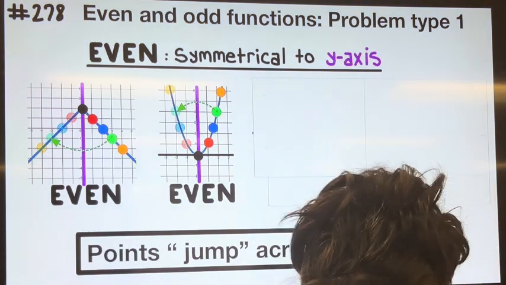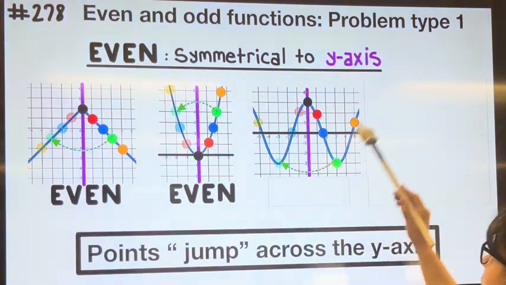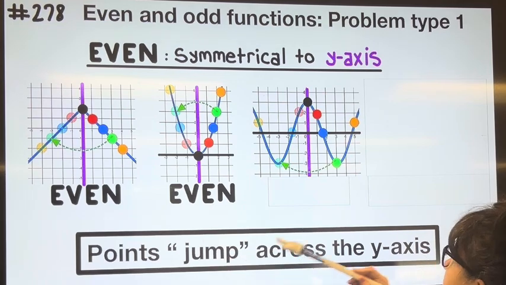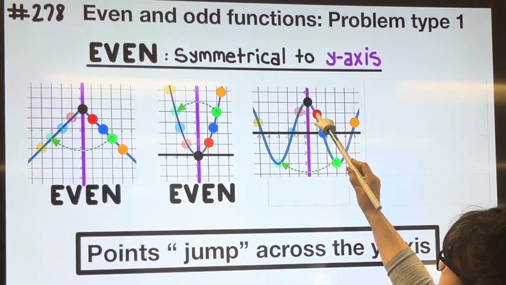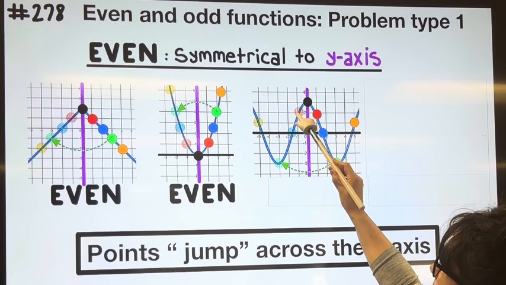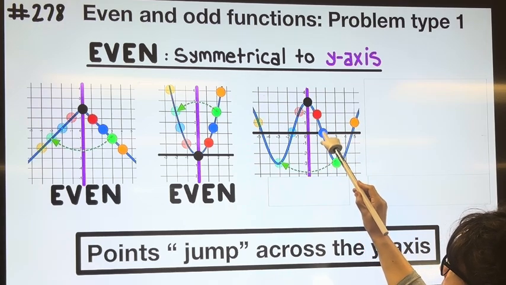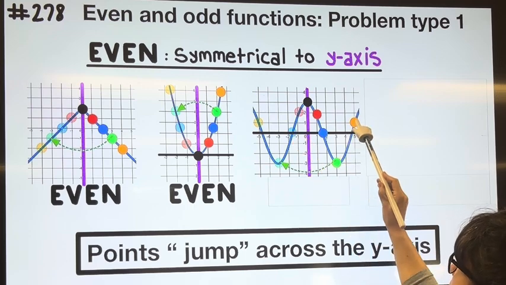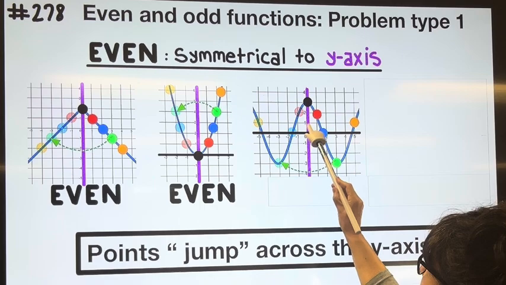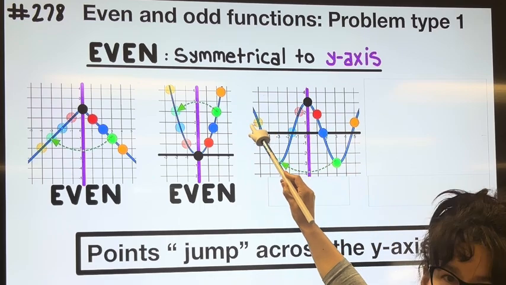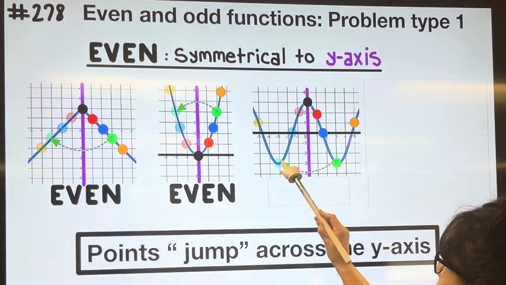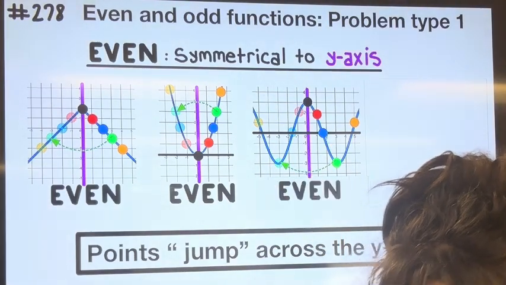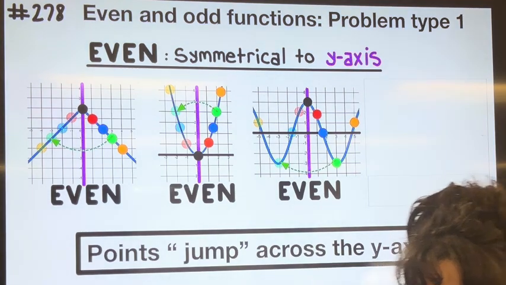Okay, then another function here, looking a little bit more interesting, but notice I grab any point on this graph. So this red point, if I jump it across the y-axis, it lands back on the graph. This blue one, I jump across the y-axis and I'm on the graph. The orange one jumps across, notice it's 5 away and it's 5 away. This one here, if it jumps across, it's on the graph. So this is symmetrical to the y-axis, so the function is known as even.